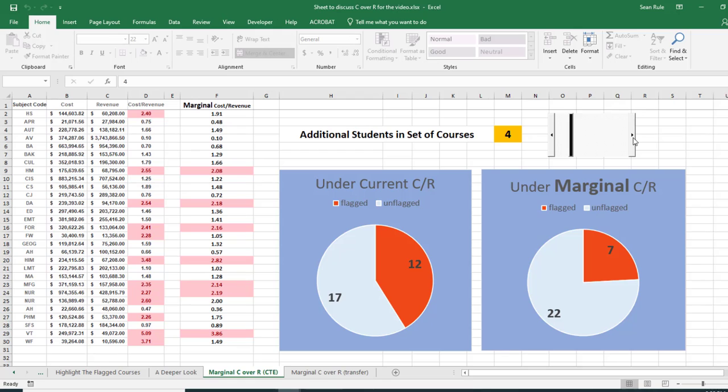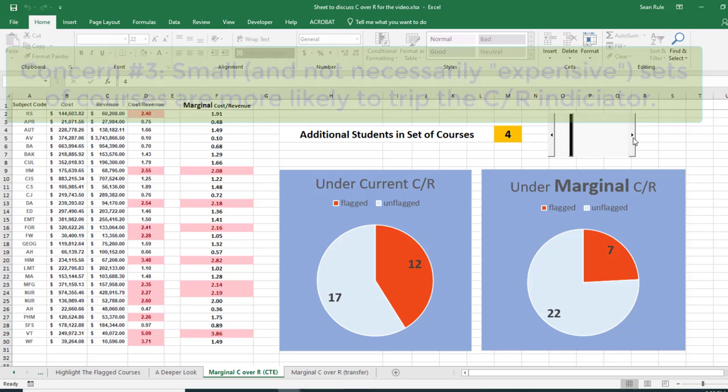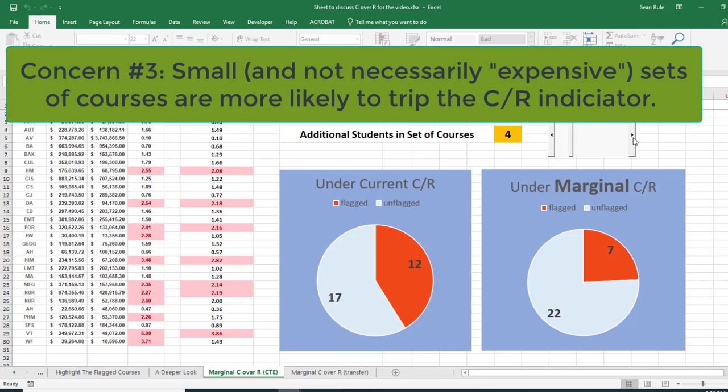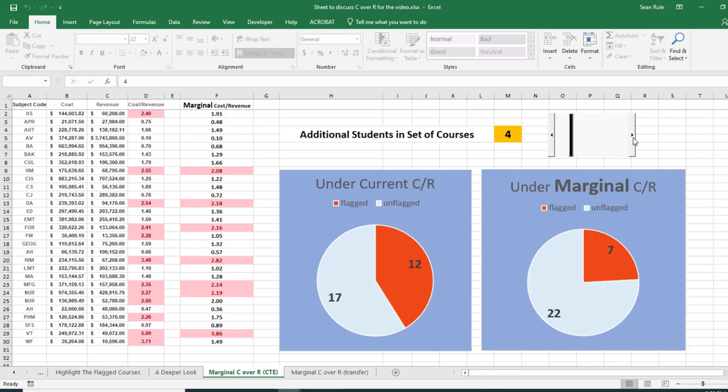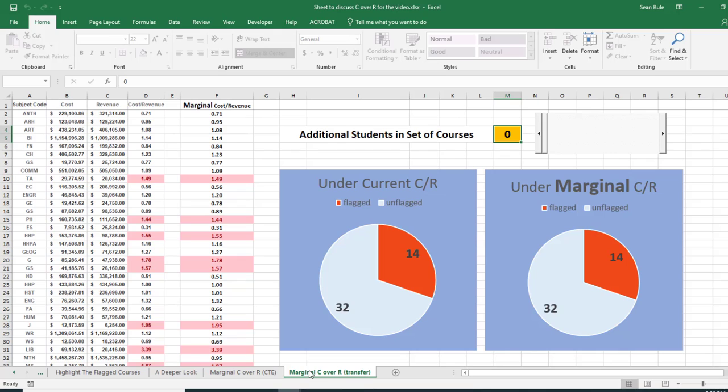It's a function of the size of the department, and here's my third concern. Small sets of courses are always the ones that tend to get hammered by this. And they have a harder time ever making this measure happy because a change of one student in a small program is a huge percentage drop compared to a change of one student in a very large department. And CTE and transfer have very similar issues in this. We've got small programs in transfer, just like we have small programs in CTE.